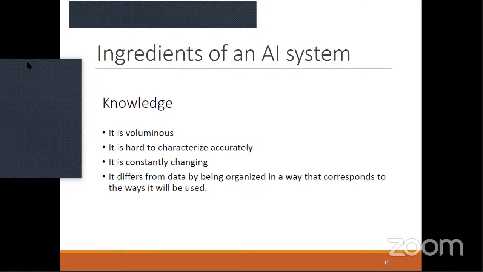Also, the knowledge about the system is continuously changing, so it has to be dynamic. The representation has to be in such a way that it can act in a dynamic system. And it differs from data by being organized in a way that corresponds to the way it will be used. Knowledge is used by certain rules, and we call those rules inference rules. These inference rules use that knowledge to make certain conclusions. So knowledge has to have a special type of representation, and those representations will then be used for making certain conclusions.